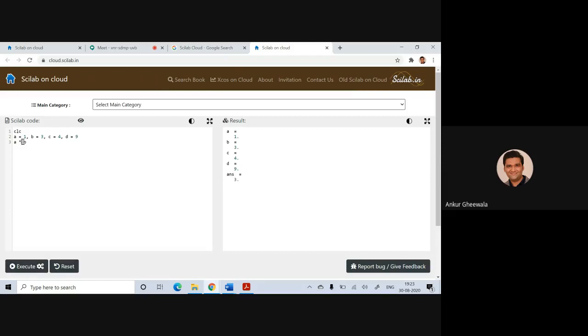Now A divided by B. A divided by B, 1 divided by 3. So you will get 0.33 or 1 by 3. Let's check. 1 by 3 itself is 0.33. So in this manner, you can get the answer.